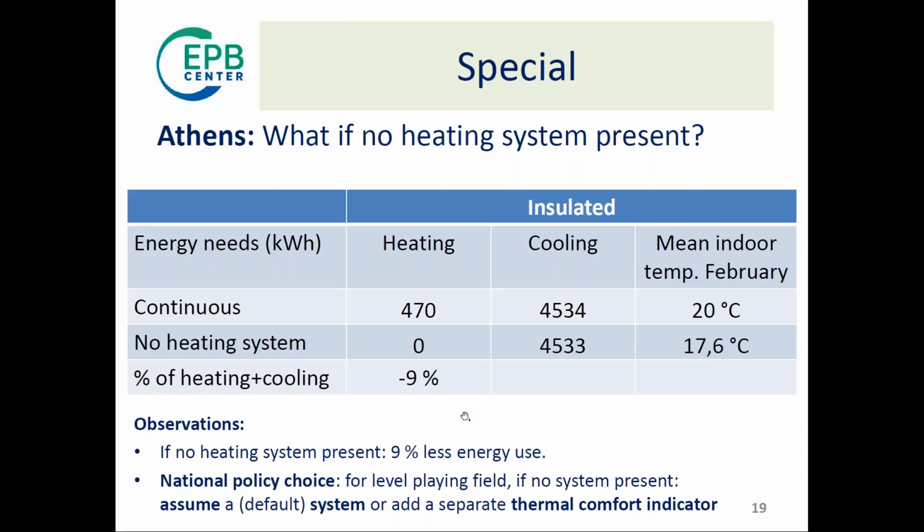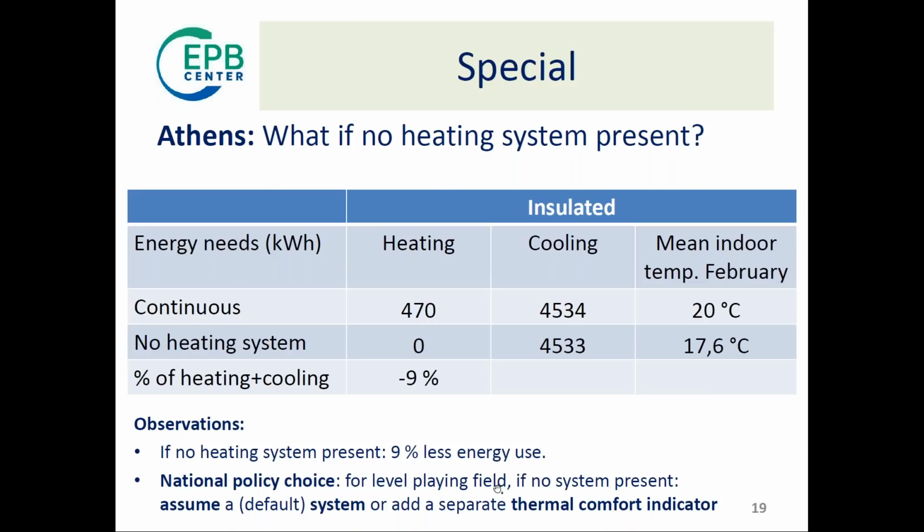Well, but is this fair? Because on the other hand, if you look at the mean indoor temperature in February, it drops now to 17.6 degrees. And this is what you can only see correctly with an hourly calculation method.